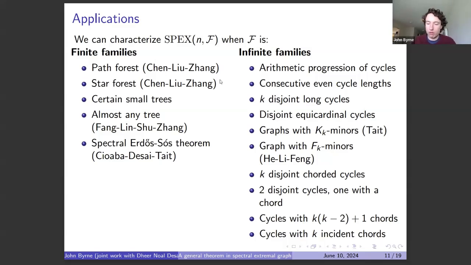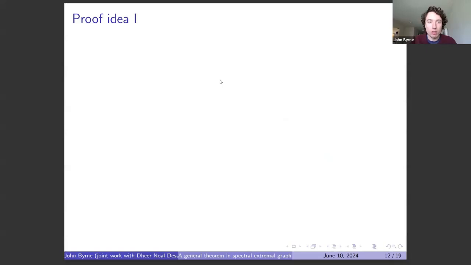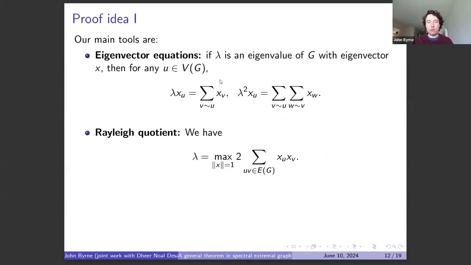Okay, I think at this point, I'll move on to say a little bit about the proof. We have two main tools that we use. The proof is rather elementary. First, the eigenvector equations, these basically just come directly from the definition of the adjacency matrix, but it's useful to write them out explicitly.